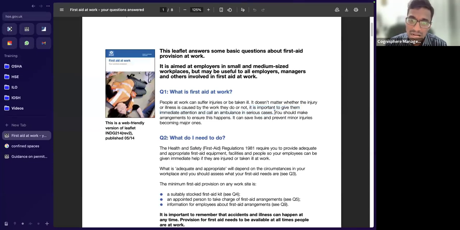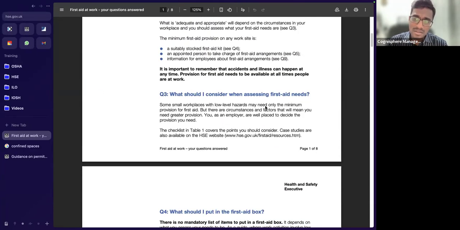So you should make arrangements to ensure this happens. So what are the arrangements? You must have trained first aid personnel, first aid equipment, and first aid facilities. It can save lives and prevent minor injuries becoming major ones. So, who are these first aid trained personnel?